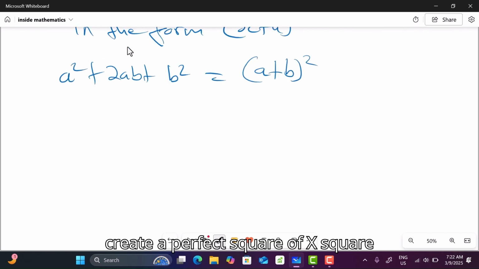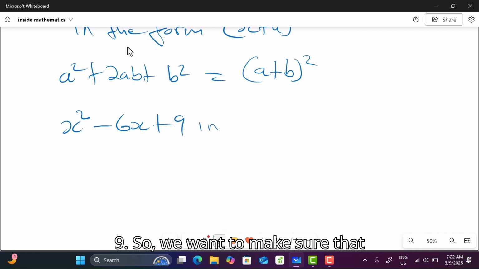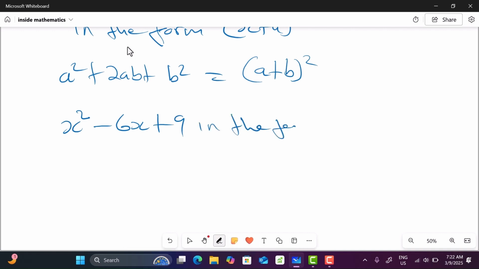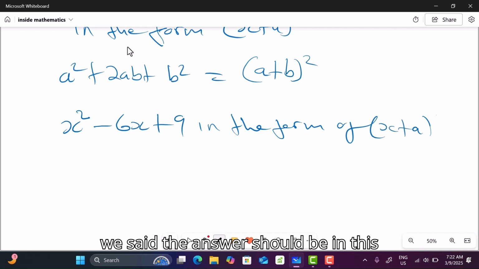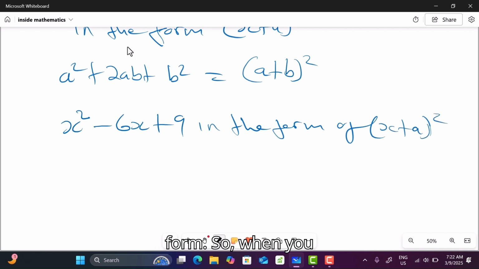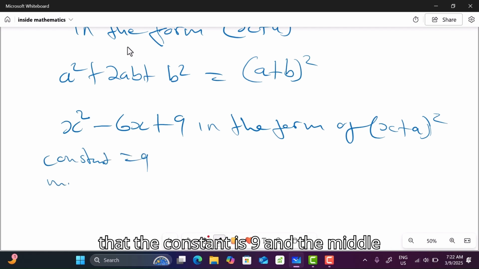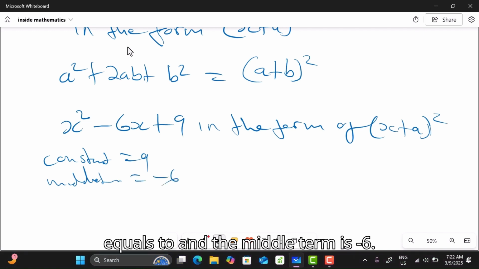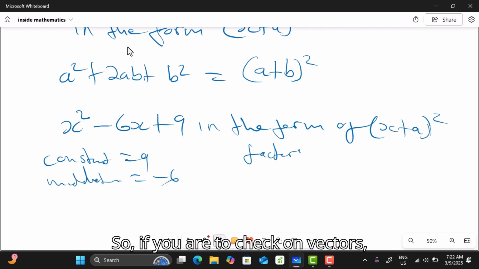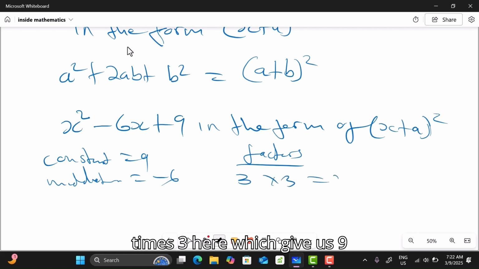Let us say we want to create a perfect square of x square minus 6x plus 9. So we want to make sure that we leave it in the form of a perfect square. And the perfect square, we said the answer should be in this form. So when you look into the constant here, you can see that the constant is 9 and the middle term is minus 6. So if you are to check on factors, we have nothing but 3 times 3 here, which give us 9.